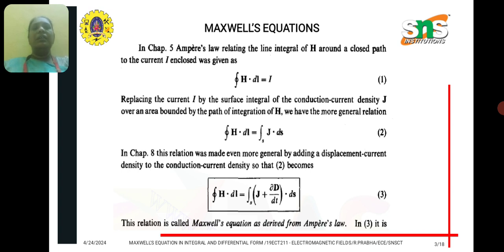Here Maxwell included the displacement current density also, so the expression will be J plus dou D by dou t. This dou D by dou t is called displacement current, J is called conduction current, and this equation, integral of H dot dl is equal to the surface integral of J plus dou D by dou t dS, is called Maxwell's equation derived from Ampere's law.